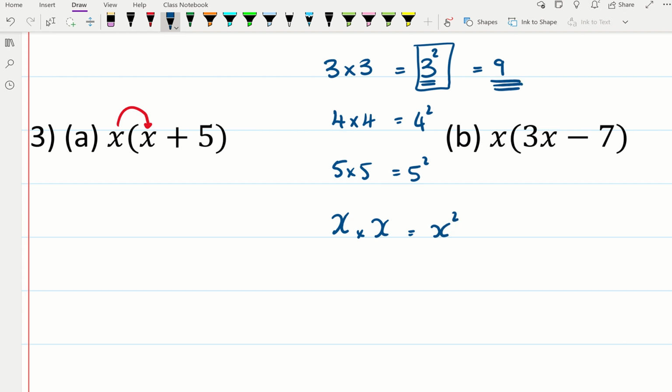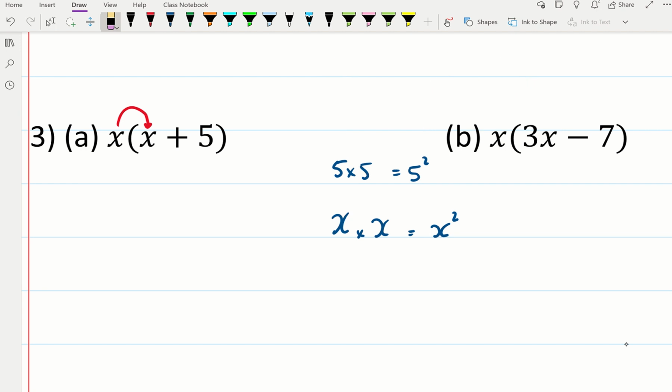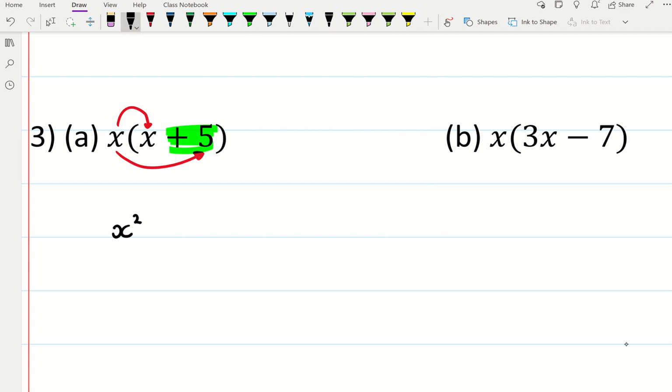And I can't find the value of it. I don't know what it actually equals because it's not a number. So I leave it as x squared. X times x is x squared. X times 5, it's a positive 5, is a plus 5x. Don't write x5. The number has to be in front of the letter.